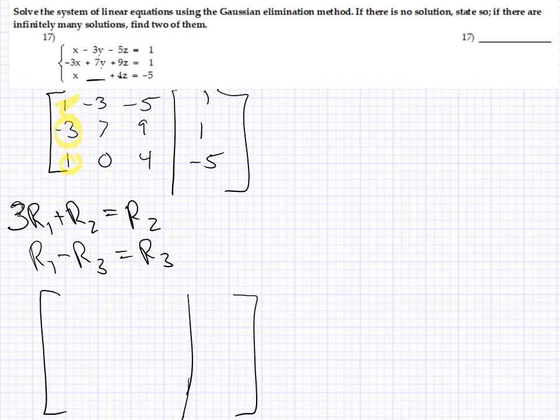Well, let's work one at a time. So 3 times this plus this. That would make that a 0. Okay, negative 3, negative 5. We're not changing the first row, so I'll just leave that there. And then we're going to do 3 times this, which should be negative 6, plus this, which will be 1. 3 times this, which will be negative 15, plus this would give me negative 6. 3 times this, plus this, so that'll be 3 plus 1 would give me 4. And so that takes care of that row.